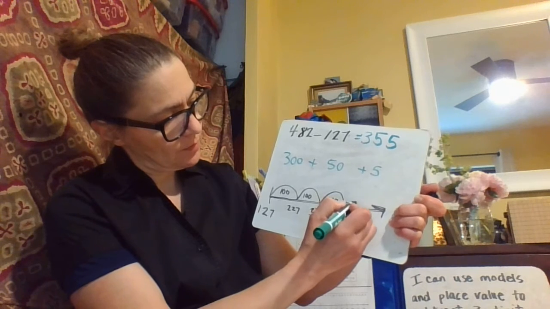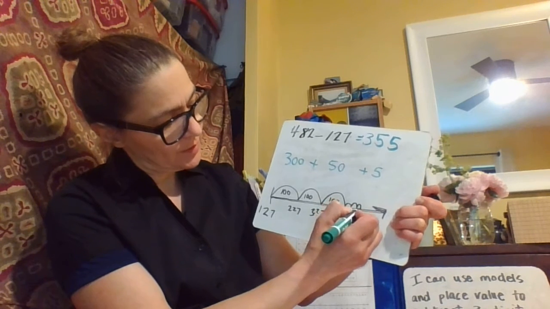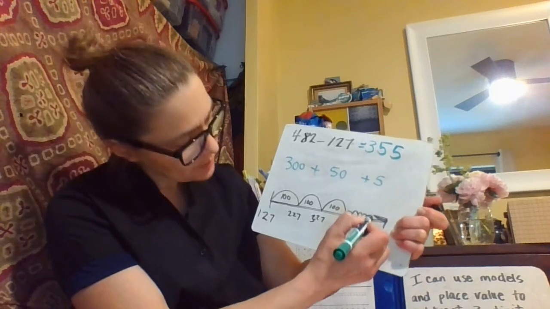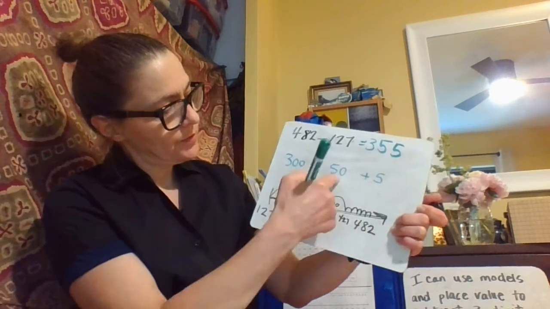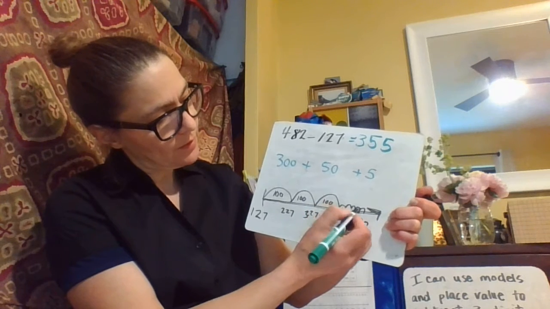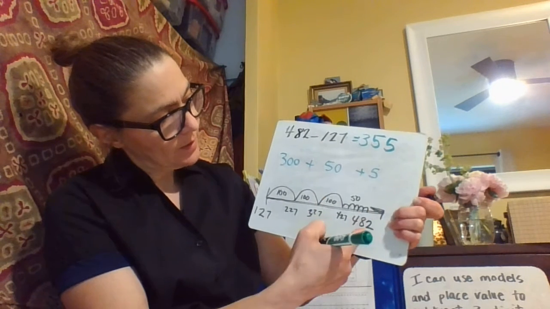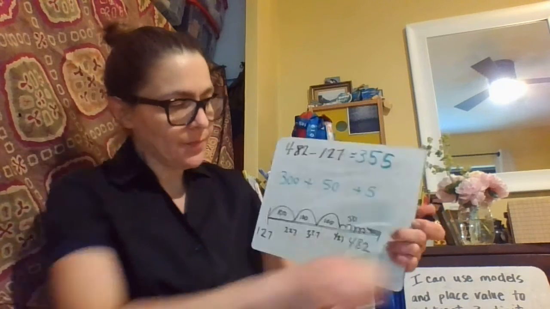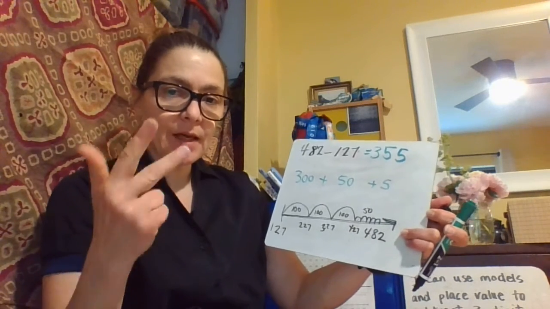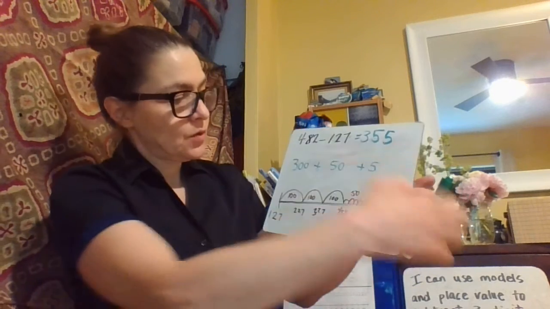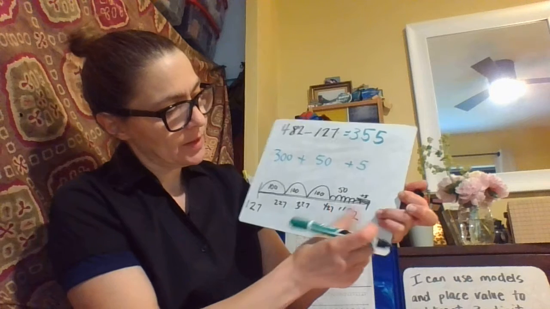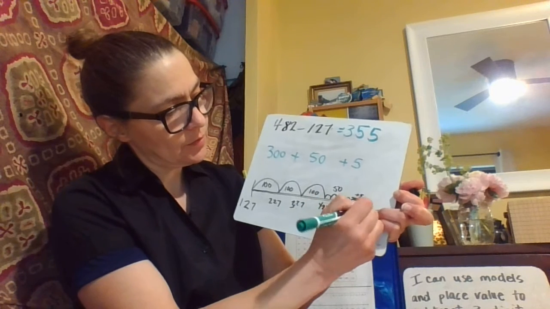437, 447, 457, 467, and I can go one more, 477. And is that 50? 10, 20, 30, 40, 50. And then I still need to go up to 482. So 7, 8, 9, 10, 11, 12. So 7 plus 5 equals 482, and actually 482 is right over here.